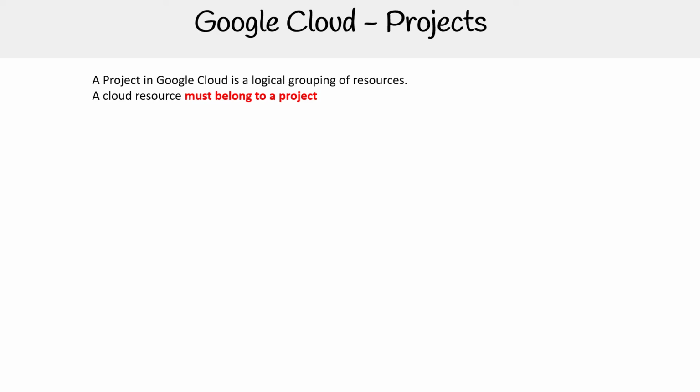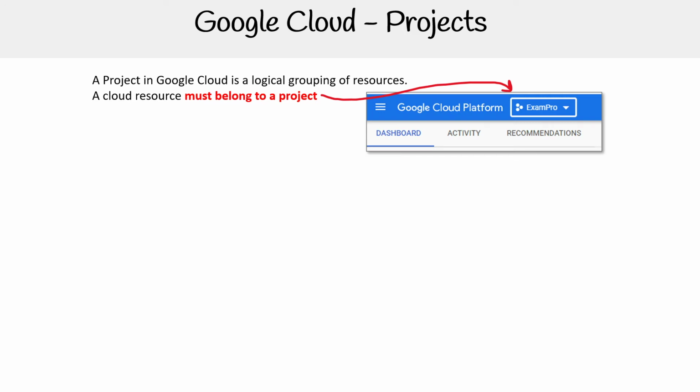So a project in Google Cloud is a logical grouping of resources, and a cloud resource must belong to a project. So up in your navigation, you're going to see the project you're currently on. You can drop that down, change to another project, or quickly and easily create additional projects. A project is made up of settings, permissions, and other metadata.